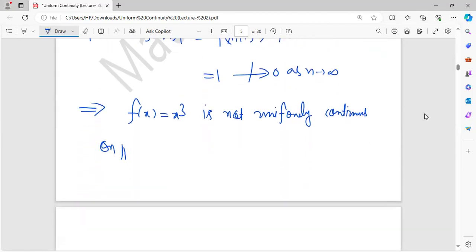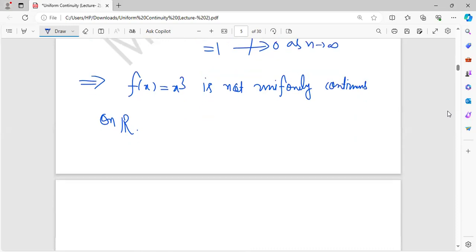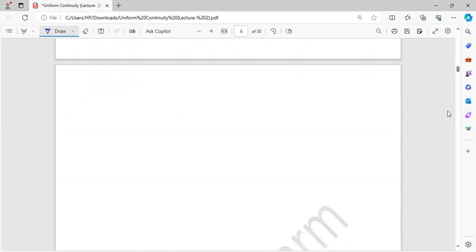On R. Okay. So f(x) equal to x square and f(x) equal to x cube are both not uniformly continuous on R. These functions are continuous on R, but not uniformly. So what did we get? Remark.